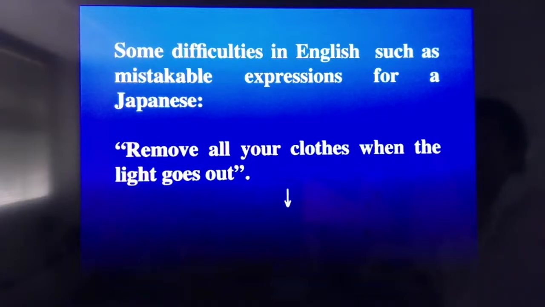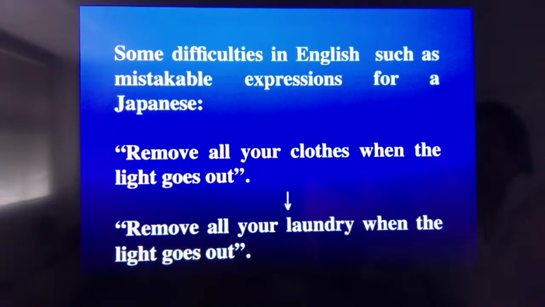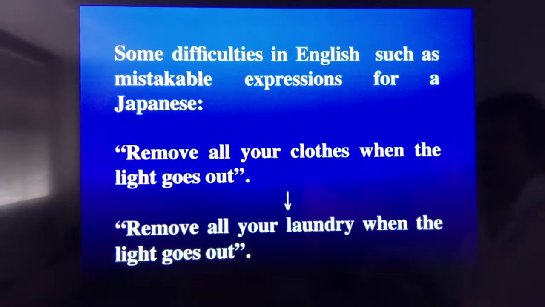What does this mean? Remove all your clothes when the light goes out. It sounds like, something like today, it's sunny outside, and when you wash, you get some wet laundry, so you put that wet laundry outside. Maybe your mother told you to remove all your clothes when the light goes out. If it becomes dark, you have to get your laundry from the outside to the inside, or something like that. But in that case, you have to say, remove all your laundry, not clothes, all your laundry when the light goes out.